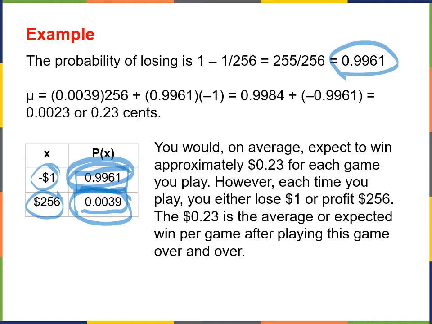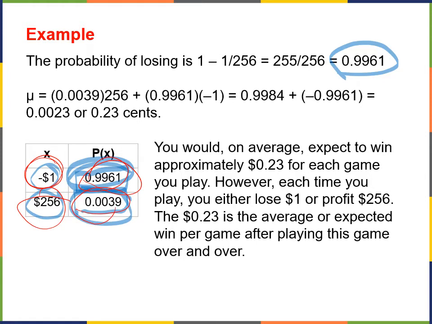My chances of winning are not very good. But if I win 1 out of 256 times, I would break even, right? So the question is, what's your chance of winning or losing in the long term? If we multiply this times this, and this times this, and then add those together.